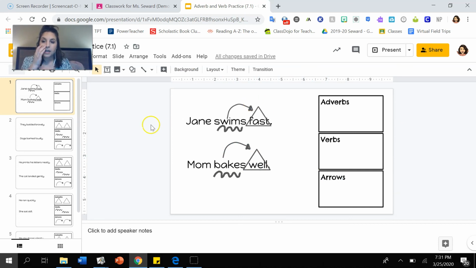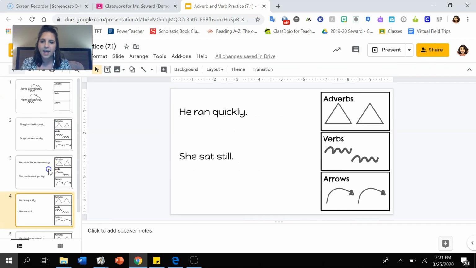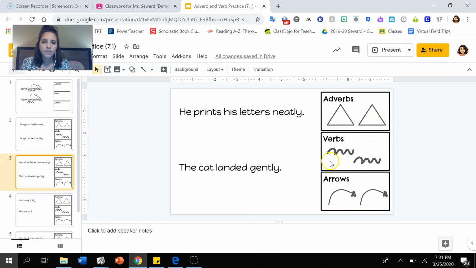All right, if you have any more questions about this, let me know. You're just going to go through and do all of them just like that. And you'll notice on each of these, I have 2 adverbs, 2 verbs, and 2 arrows. That means there's only 1 adverb in each sentence, 1 verb in each sentence, and 1 arrow for each sentence, because you see there's 2 on the slide.